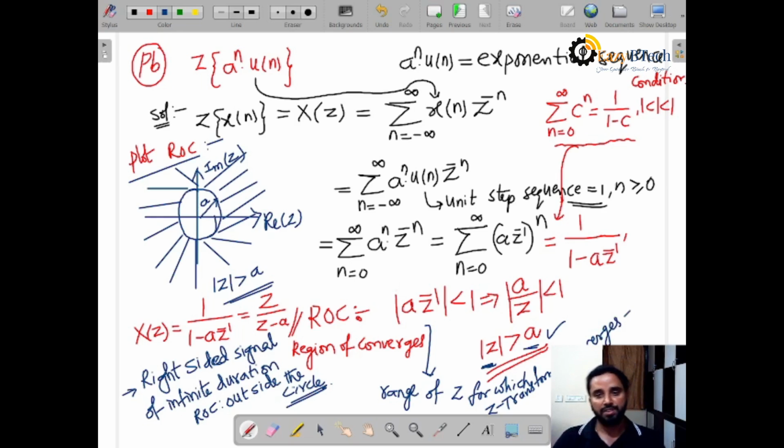Very important information in this problem. The z transform of a power n u of n, which is a real exponential sequence, is z by z minus a, or 1 by 1 minus a z inverse, and its ROC is magnitude of z greater than a, outside the circle of radius a. This signal is a right-sided signal of infinite duration, so for a right-sided signal of infinite duration, the ROC is outside the circle. Let's take another problem.